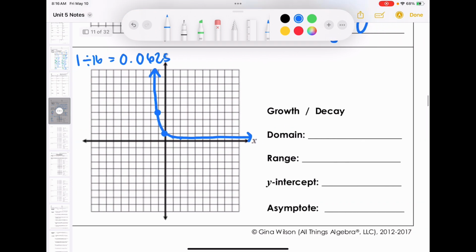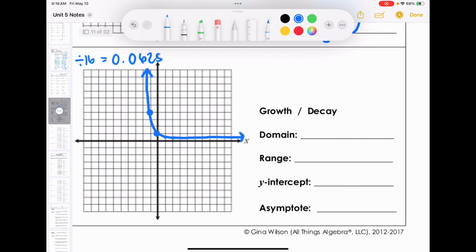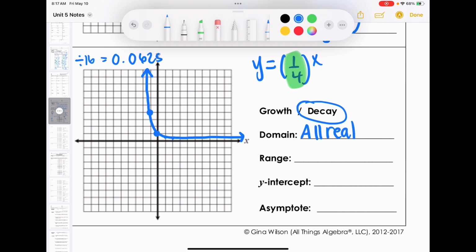So now we're going to find the key features. If we look at our function, which was y equals (1/4)^x, this number is with the x, so that number is in between 0 and 1, which means this is a decay function. Our domain will always be all real numbers.